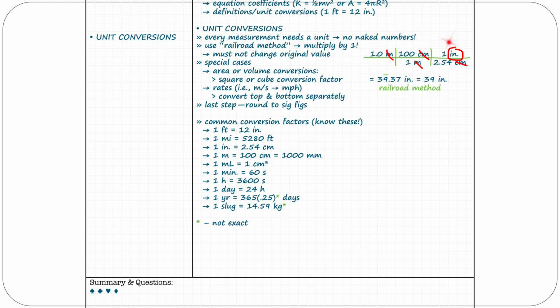Because these are definitions, they're considered exact. There's exactly 100 centimeters in 1 meter. That's the definition of a centimeter and of a meter. And so these don't affect the value, only the original measurement does.